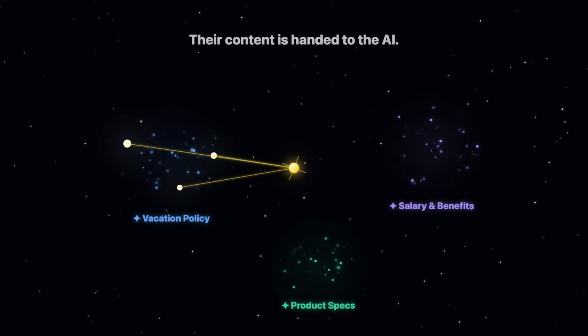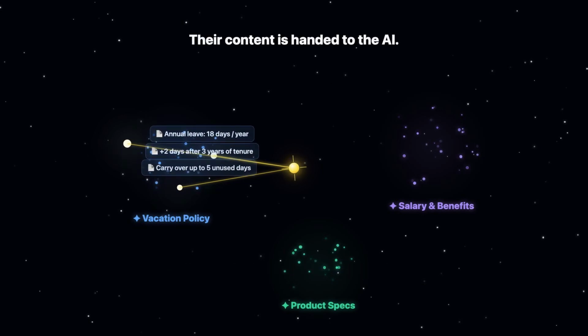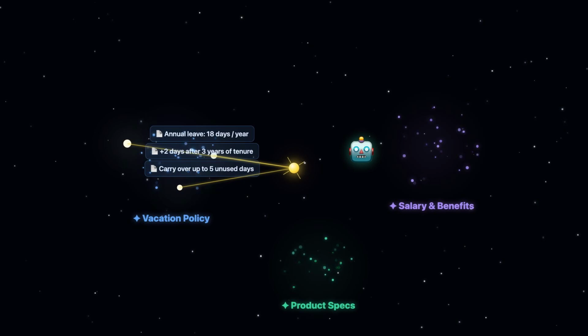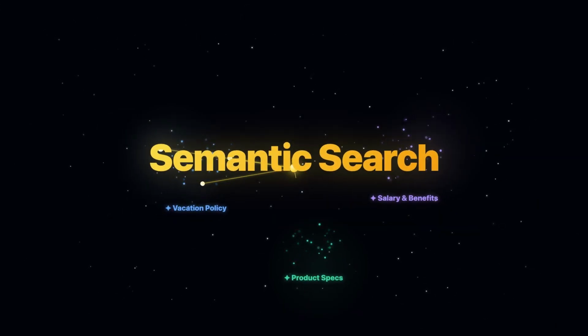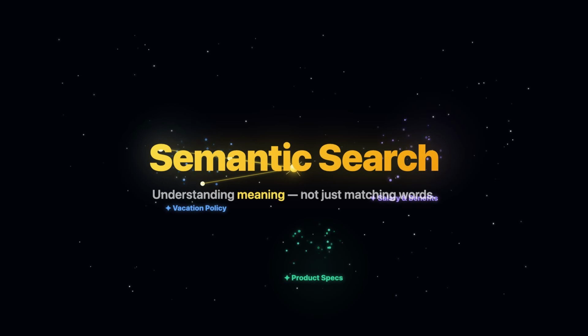The system found the three most relevant chunks. It passes that content to the AI. The AI reads it, then answers you. This is semantic search. Understanding meaning, not just matching words.